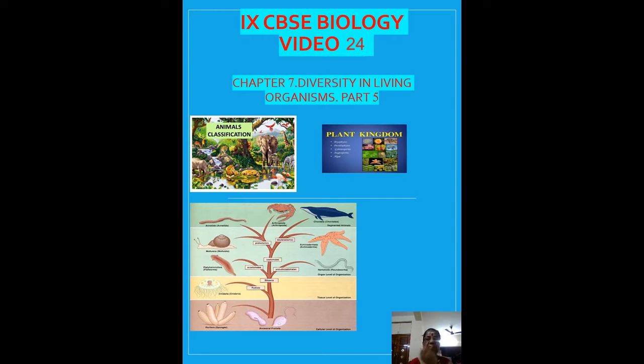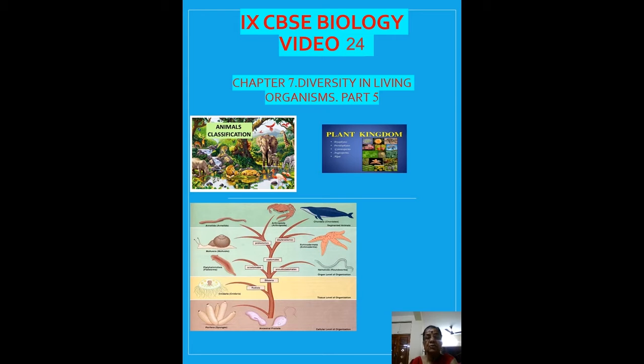Now, this presentation is for our 9th CBSE biology. This is video number 20. We are going to discuss chapter 7, diversity in living organisms. Last part of the lesson, we are just concluding as part 5. It's a short duration with the conclusion. That is chapter 7, video number 20, diversity in living organisms, part 5, right?